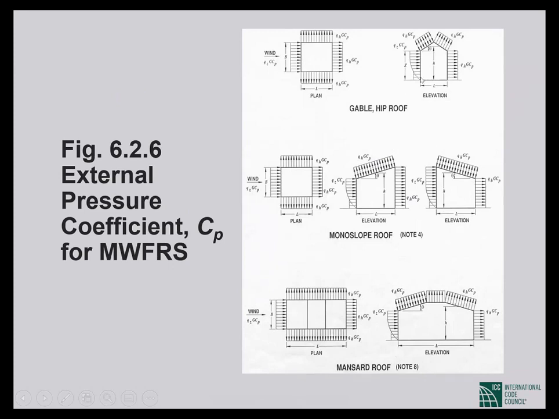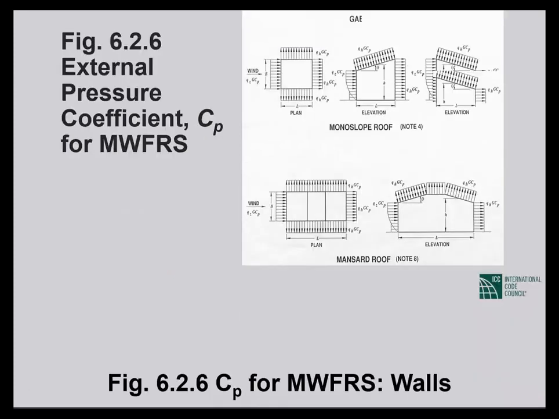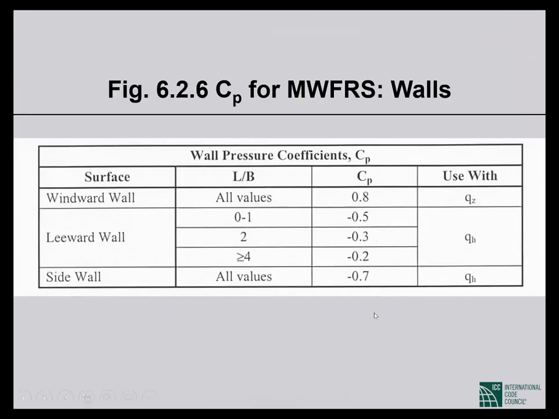Okay, so this is the windward face of the building. This is the leeward face. This is the leeward roof. This is the windward roof. These are the side faces, and we need C sub P for all the faces. For the walls, the coefficients come from this table or figures.